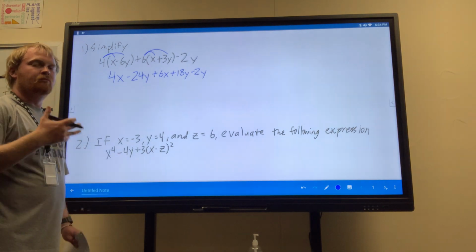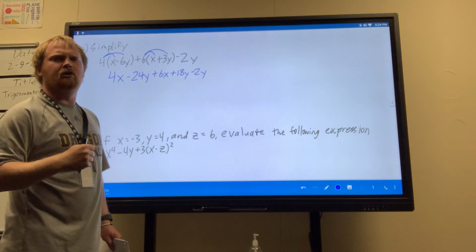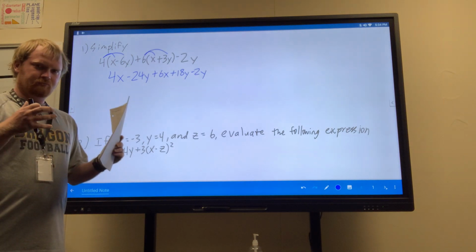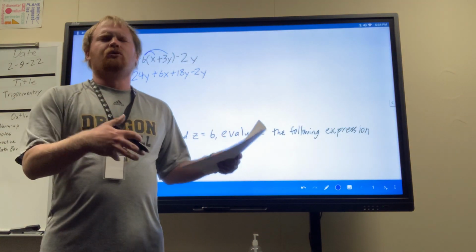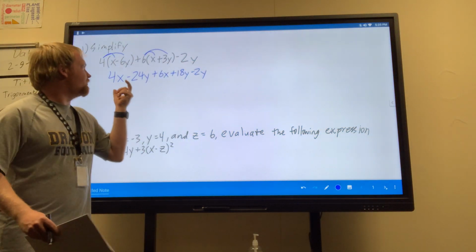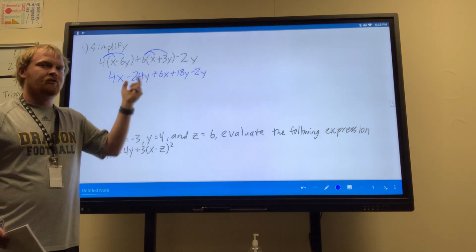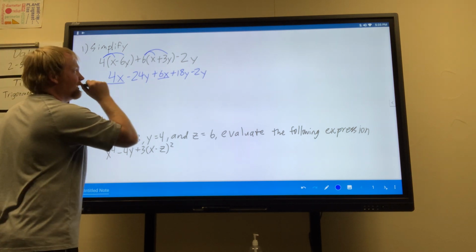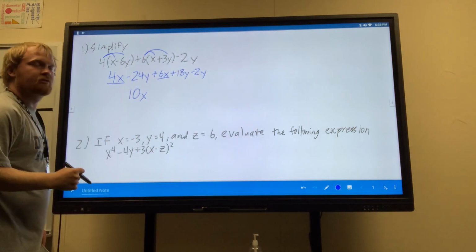And then lastly, I've got 5 different things, but only 2 kinds of terms. So I want to combine what we call like terms. Just think of it like quarters and nickels. You don't want to put the quarters with the nickels if you're sorting out coins because they're not the same thing. You almost have to treat it like the x's are quarters and the y's are nickels. So for each x, which is 4x and 6x, I want to combine those two to get me 10x.